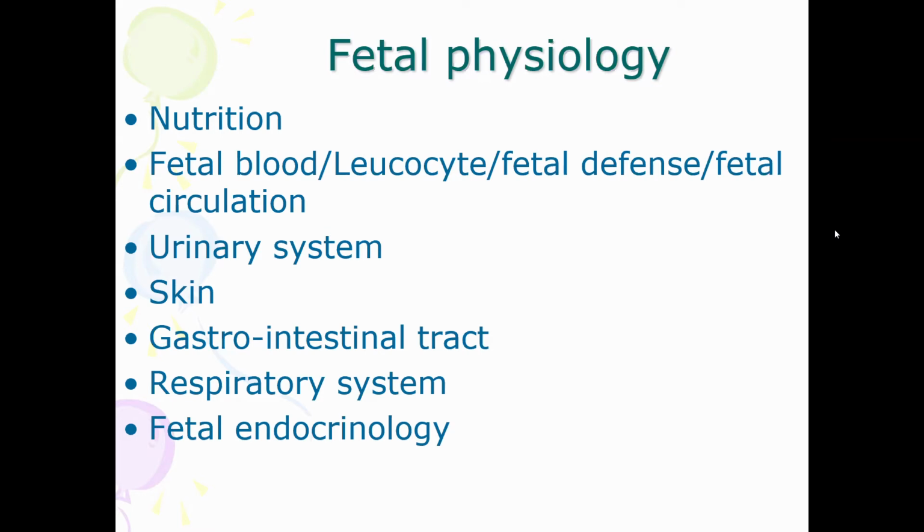This is exchanged by the chorionic villi. We know as early as day 13 there is formation of primary villi, then around day 16 formation of secondary villi, and by almost week 3 formation of tertiary villi. With the formation of tertiary villi, there is exchange. Okay, so we'll discuss a bit about that. Then fetal blood: when the fetal blood appears, we'll discuss that in the urinary system, skin, GI tract, respiratory system, and fetal endocrinology.